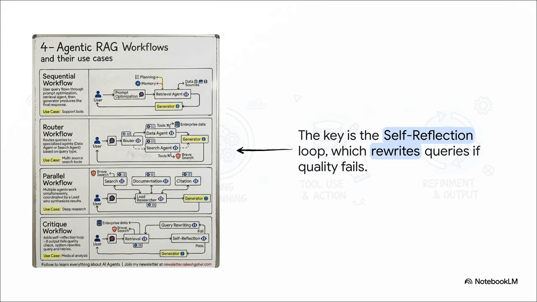The system generates an answer, but, and this is the key part, before it shows it to you, it stops and asks itself, hey, is this answer actually any good? Does it meet the quality I need? If the answer is no, it doesn't just give up. It actually rewrites the original query and tries the whole thing again.